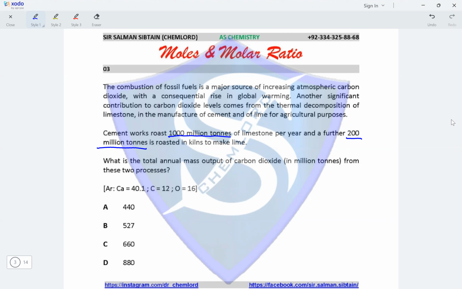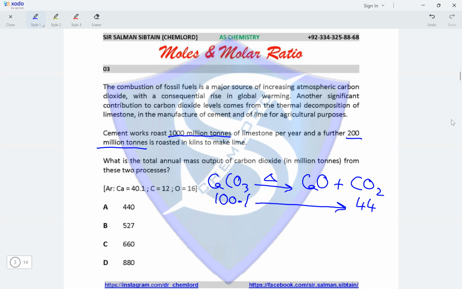So, the first thing we need to do is write the equation for the thermal decomposition of limestone, which is calcium carbonate. Calcium carbonate on heating produces calcium oxide and carbon dioxide in the molar ratio 1 is to 1. The MR of calcium carbonate is calculated to be 100.1 and the MR of carbon dioxide is 44. So 100.1 grams or kilograms or tons or million tons, all would be the same. Let's consider million tons because we are doing million tons in this question. So 100.1 million tons of calcium carbonate produces 44 million tons of carbon dioxide.